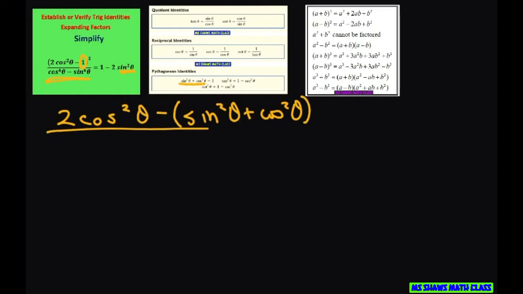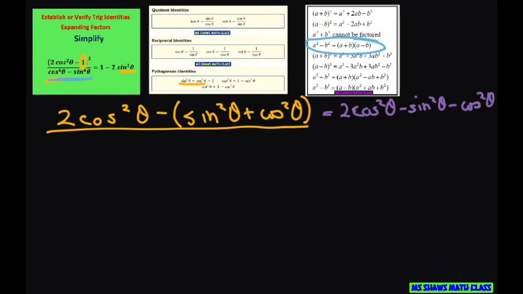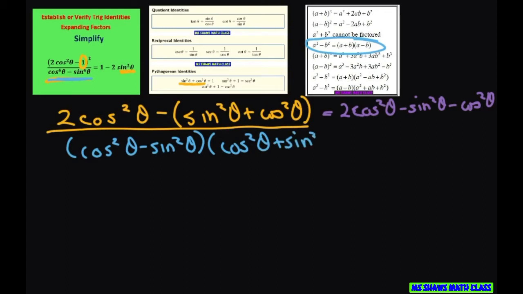Now, if you just look at that piece and you distribute the negative, what you're going to get is 2 cosine squared theta minus sine squared theta minus cosine squared theta. And now if we deal with this denominator, I'm going to use my difference of squares. In this case, it's going to be cosine squared theta minus sine squared theta times cosine squared theta plus sine squared theta.